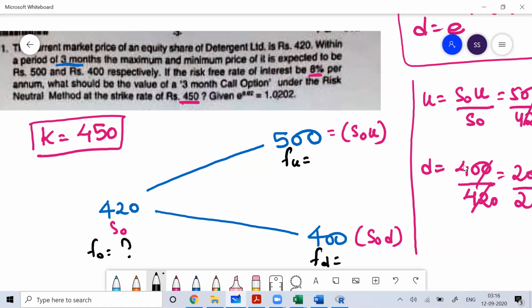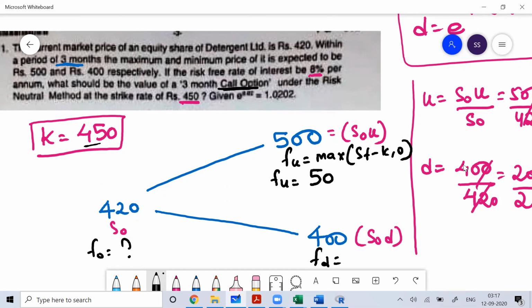So what is the value of FU? Your strike price is 450. FU is the maximum of, this is a call option, okay, they are talking about a call option. So FU means maximum of ST minus K comma 0. The value of FU is 500 minus 450 comma 0. So 500 minus 450 is 50 comma 0, whichever is bigger, 50.